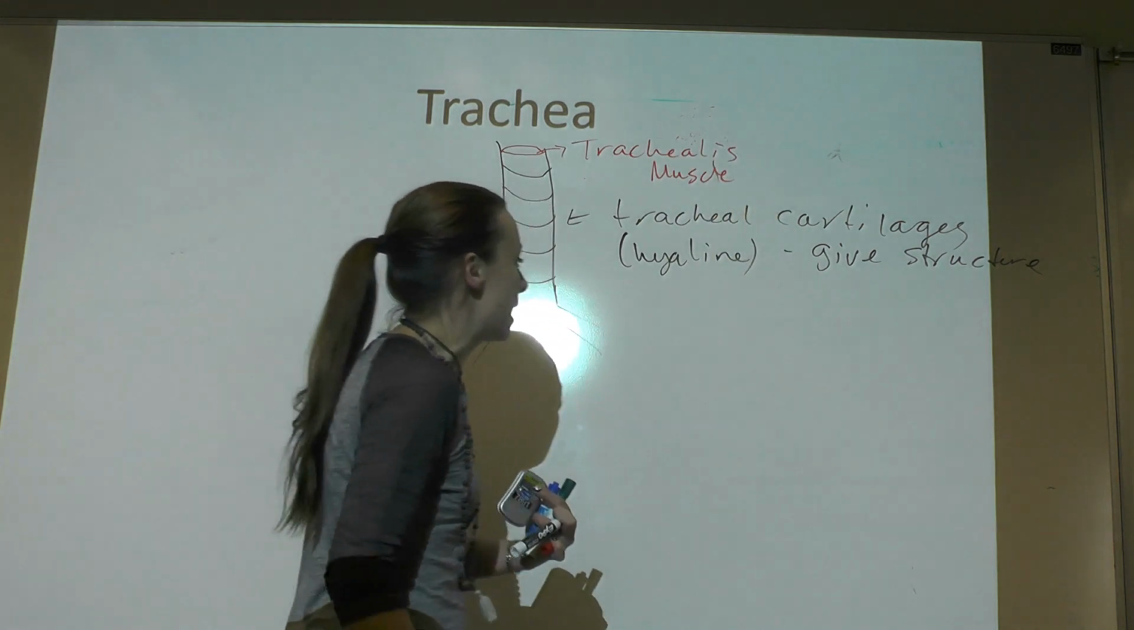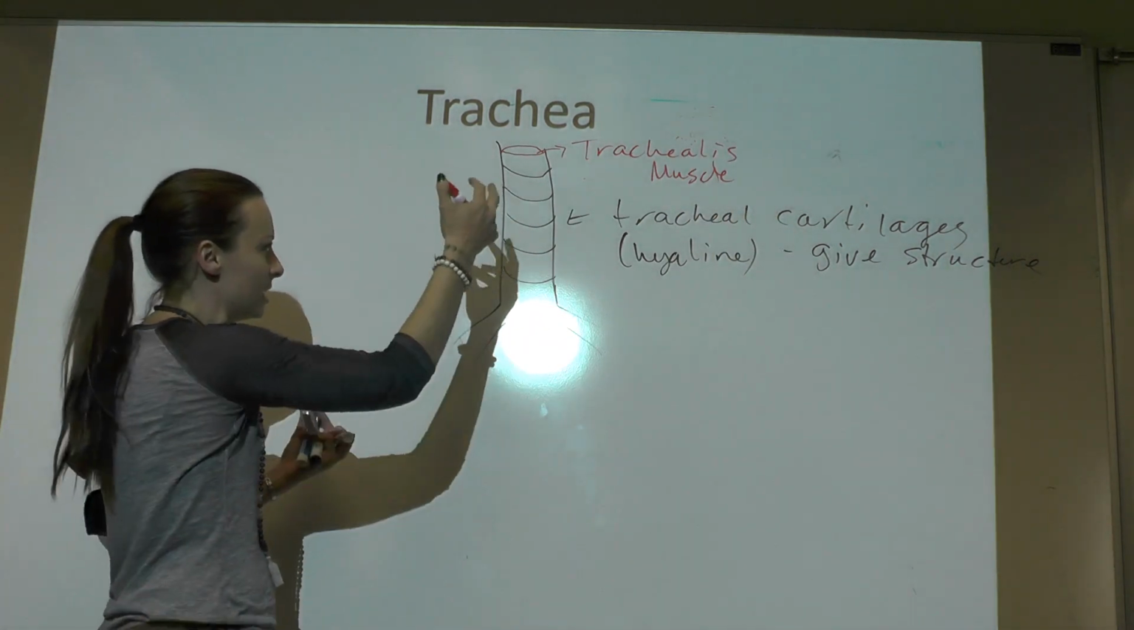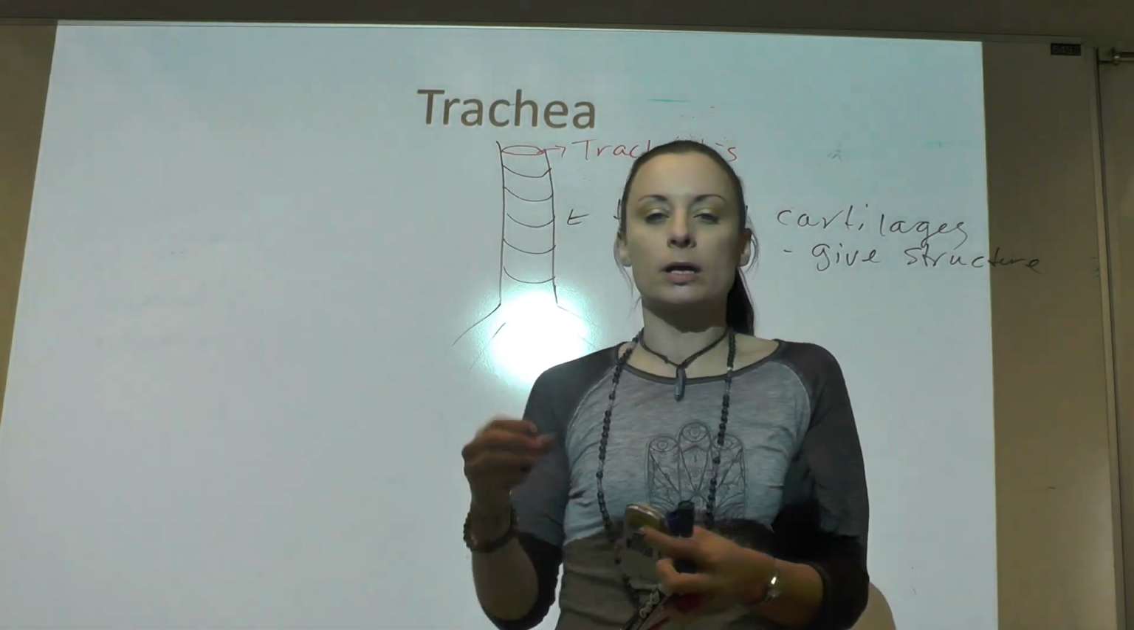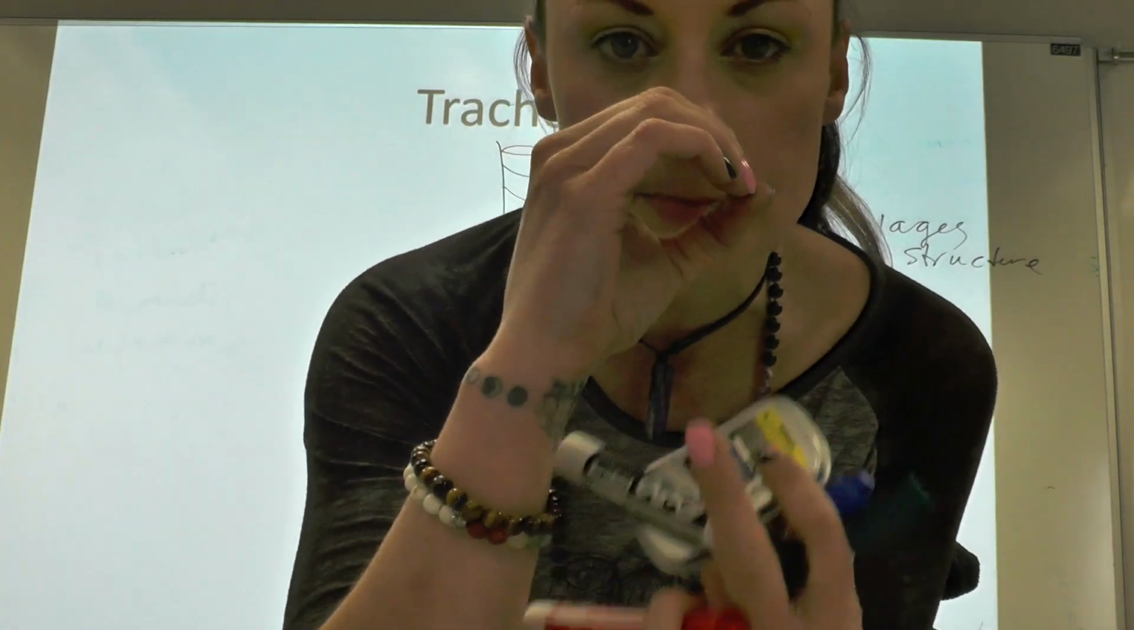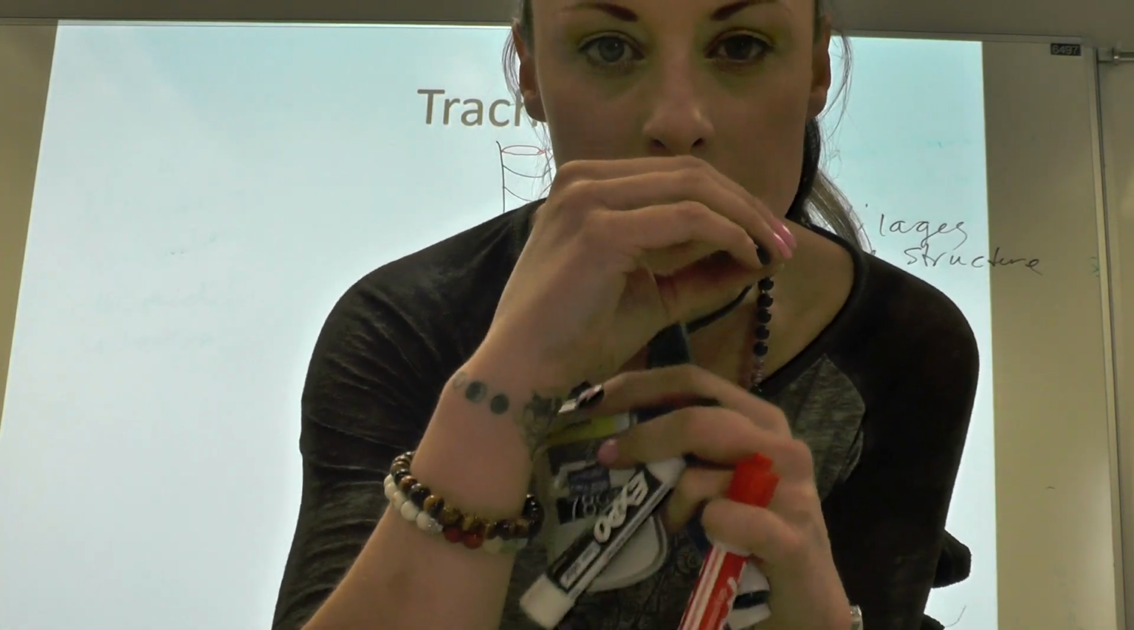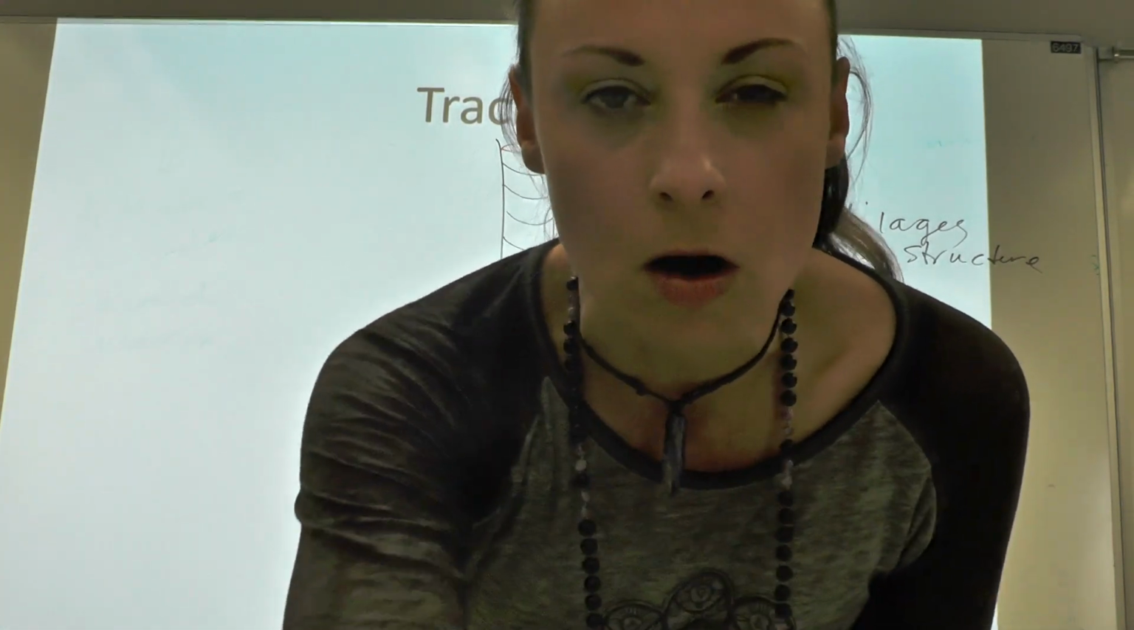And we have a trachealis muscle on the back and these C-shaped rings in the front because we don't want a complete ring of cartilage around the trachea. Since the esophagus is passing behind it, we want the trachea to be able to have a little bit of give. We've all swallowed a piece of steak that maybe we didn't chew quite enough and felt it pull its way down our esophagus.